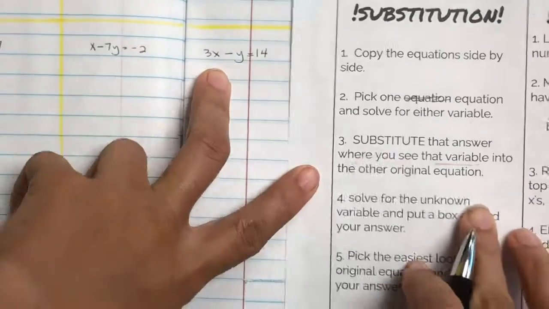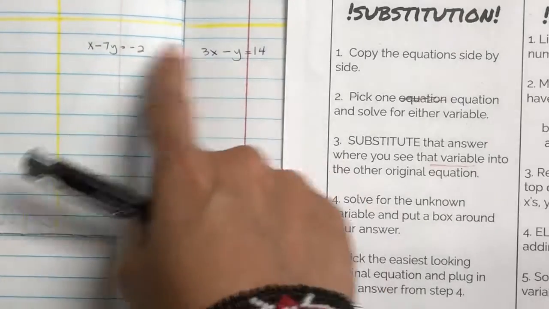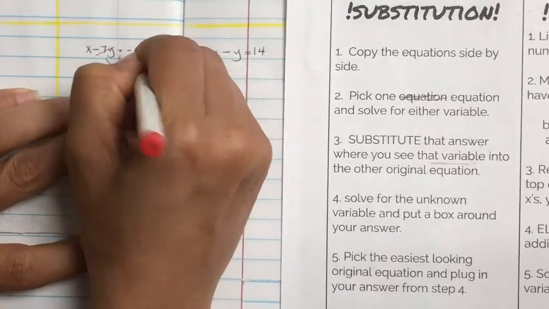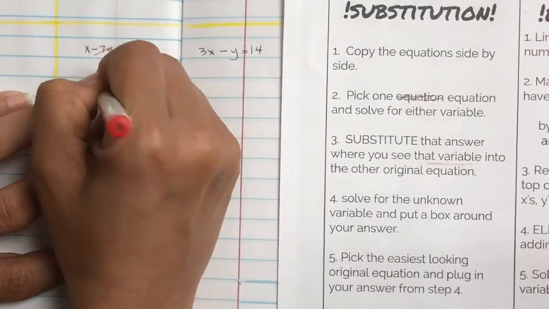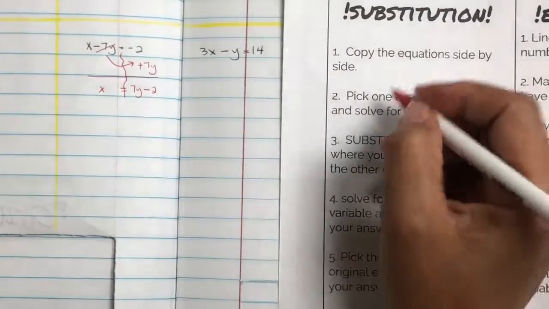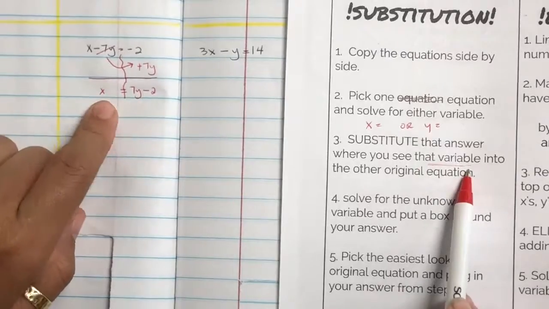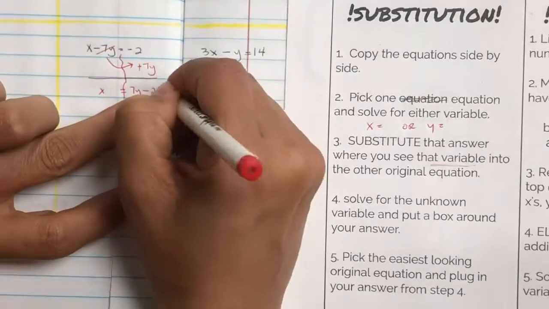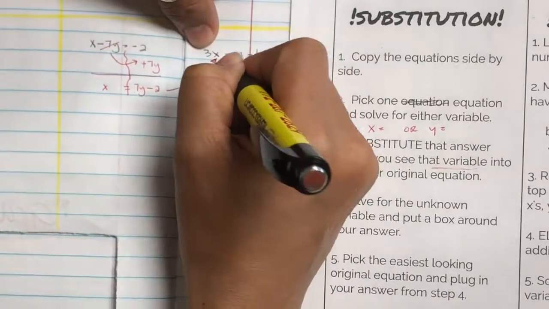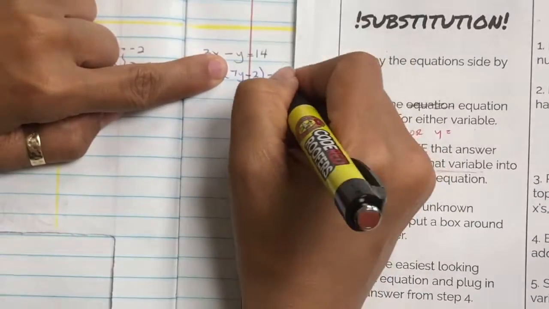And so again, copy them side by side. Pick one equation. Let's see which one looks easier. Let me move the negative 7y to the other side, since I did the second one the first time. So I'm going to have x is equal, and then comes positive 7, so positive 7y minus 2. Take that answer, once you solve for either x or y, take that answer and plug it into the other equation where you see that variable. So I'm going to do 3, and then I see x. So 3, and then I'm going to put 7y minus 2, and then copy everything else down.